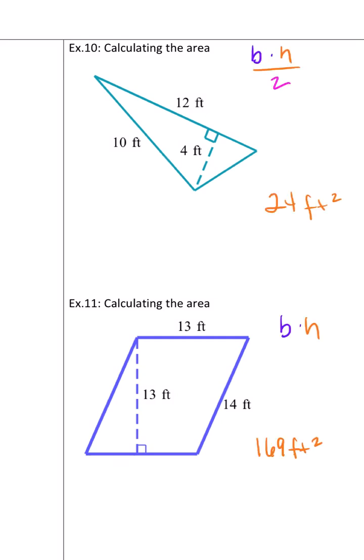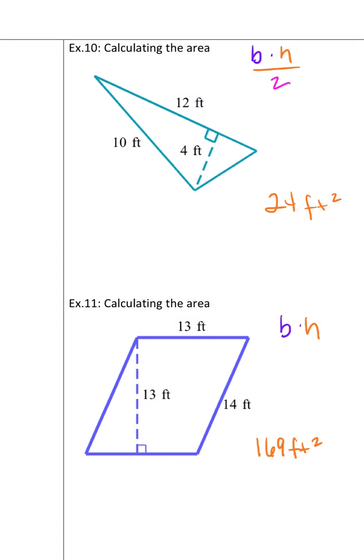All right, here we go. So the formula for the triangle is base times height divided by 2. And I can show you in a minute why that's true, okay? But that's what it is, base times height divided by 2. And you're going to come out with an area of 24 feet squared.